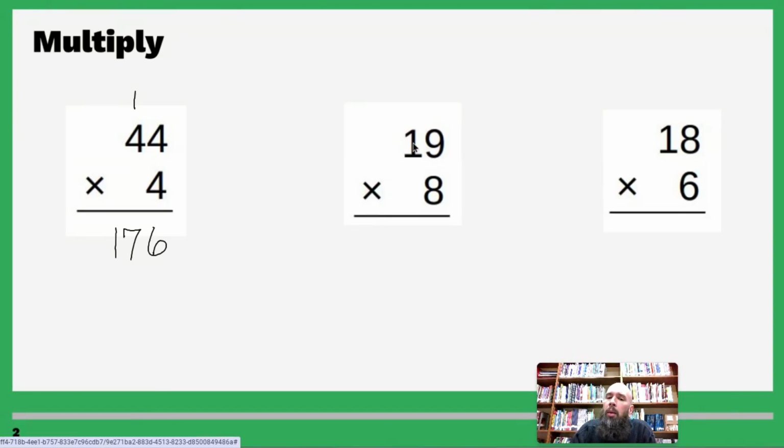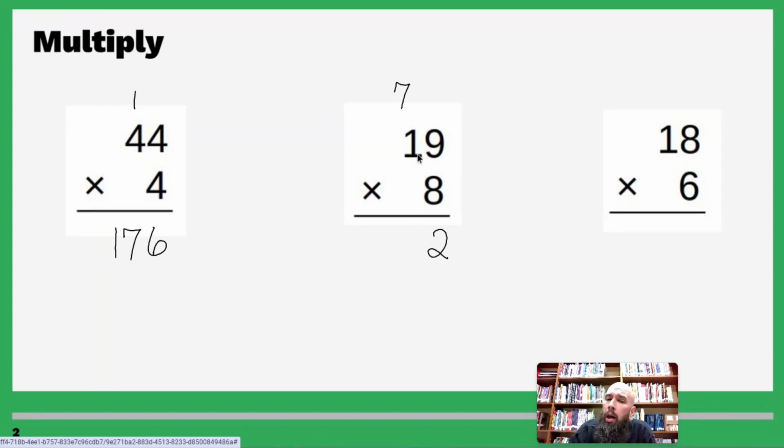8 times 19, or 19 times 8. It doesn't matter how you read it, you do the same thing. You do 8 times 9 first in the ones column. 8 times 9 is 72. So you write out just the 2 part of 72 and carry the 7. Whenever you multiply the first two numbers, you write out the ones digit and then carry the tens digit. So 9 times 8 is 72. Write out the 2, carry the 7.